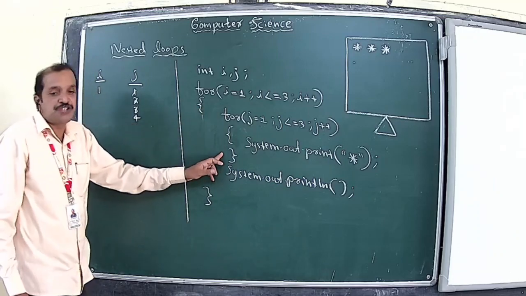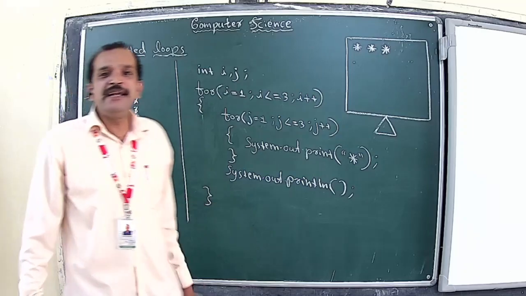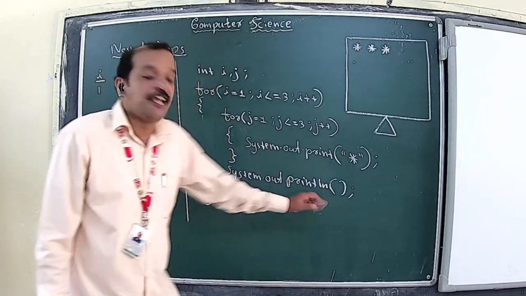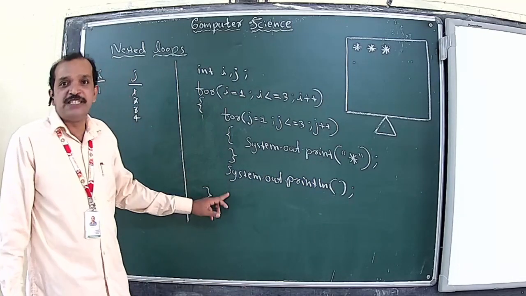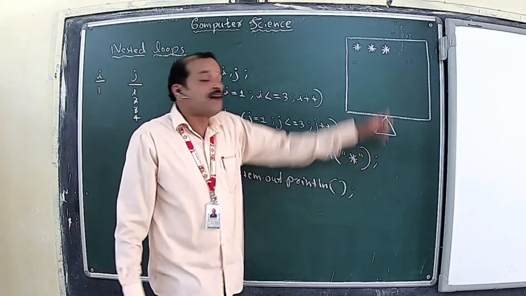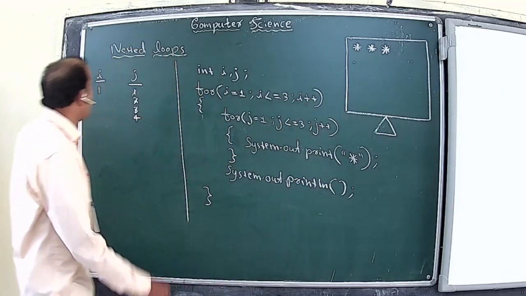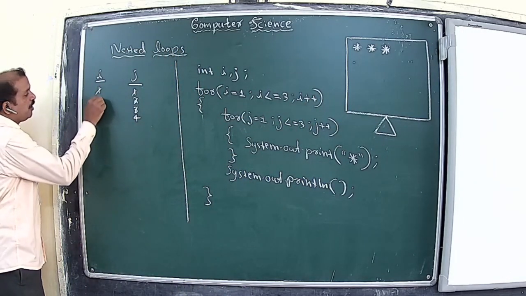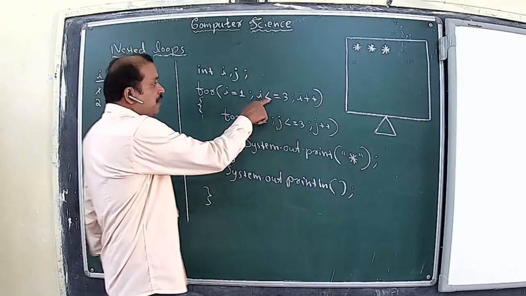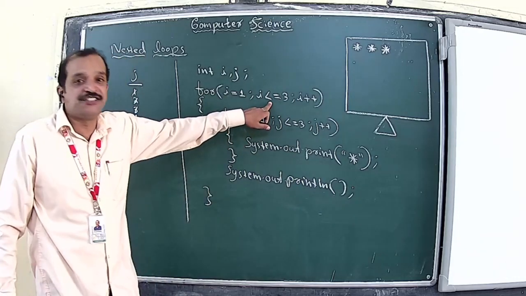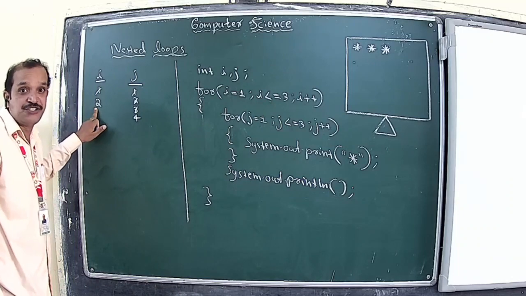So after the execution of the inner loop, once the inner loop terminates, the statement given immediately after the inner loop will be executed. After executing the last statement as part of this outer loop, the control of the program will again move to the update expression of the outer loop. That is i plus plus, so the value of i becomes 2. And again the test expression for the outer loop will be executed: i less than or equal to 3. Again it is true since the value is 2.